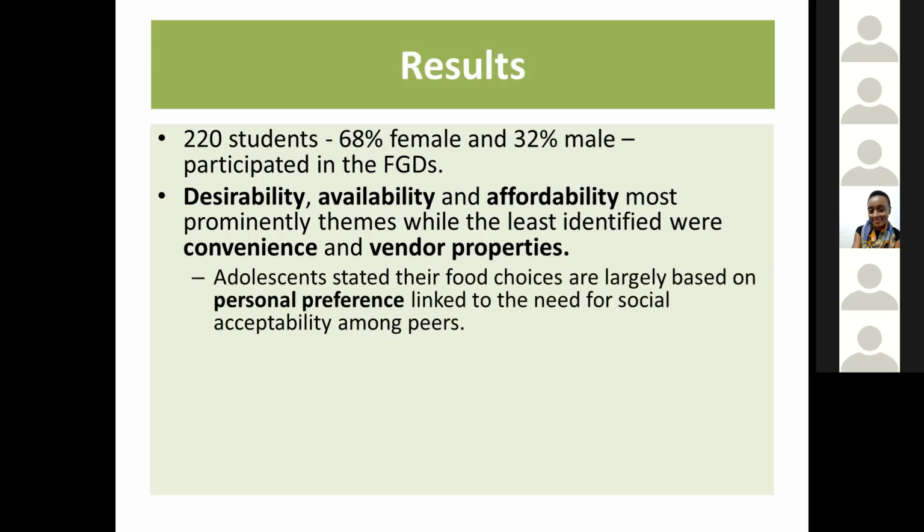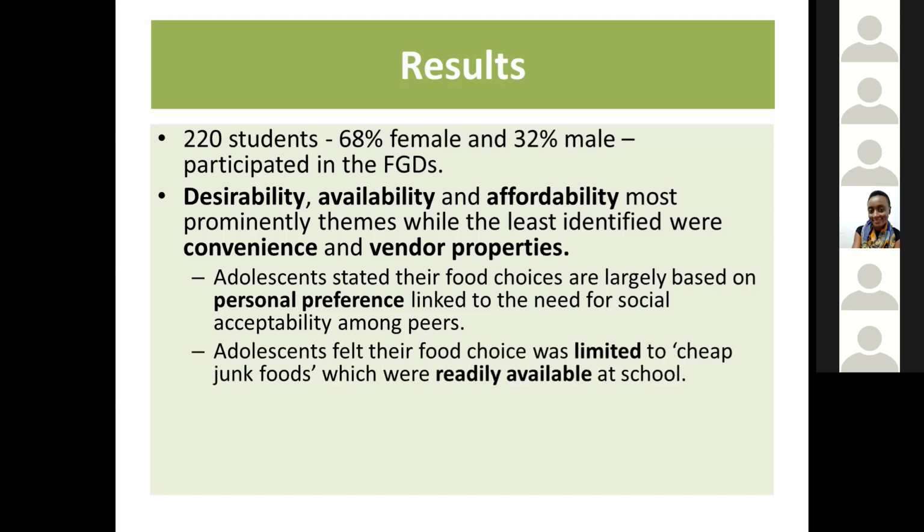So for instance, adolescents stated that their food choices are largely based on personal preference, and they linked this to the need for social acceptability among their peers. An adolescent would explain that what they eat is in line with what their friends eat. They wouldn't want to eat anything outside what their friends were eating.